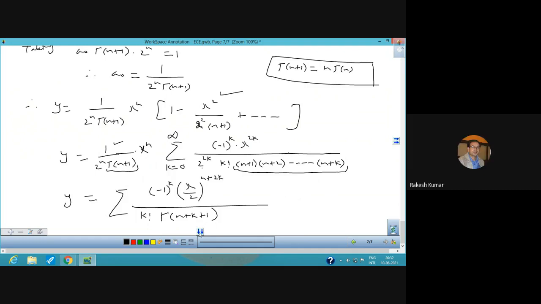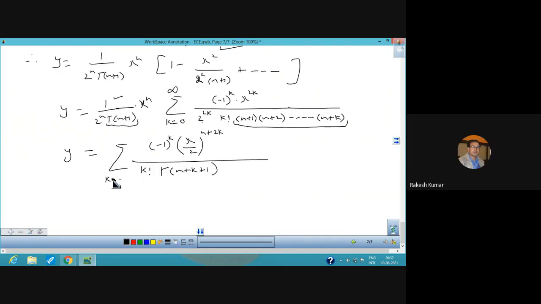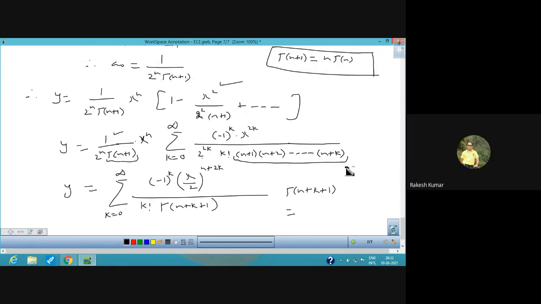Now just see, I will give you the explanation of this here. Now, how can you calculate the value of gamma n plus k plus 1 by this formula? See, gamma n plus 1 is n gamma n. So by using this formula, you will have n plus k gamma n plus k. And similarly, if you apply the same formula one more step, you will have n plus k minus 1 gamma n plus k minus 1.